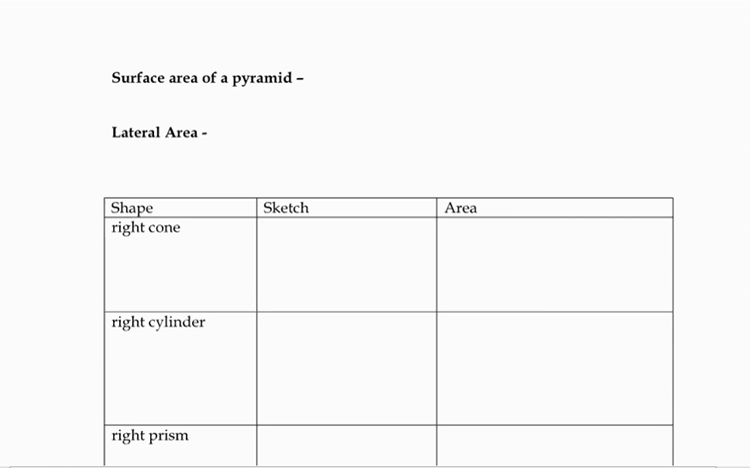Okay, so how do you think you'd find the area of a pyramid? Okay, so with a pyramid, the side faces are always what shape? Triangles, and then we always have a base. So the sum of the areas.